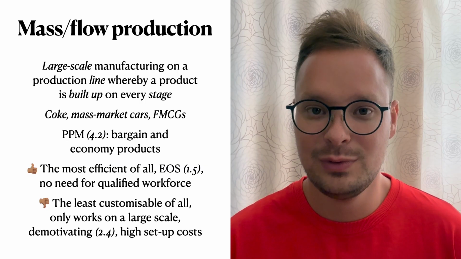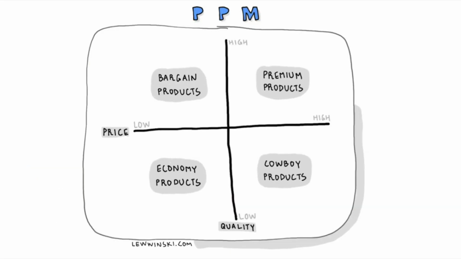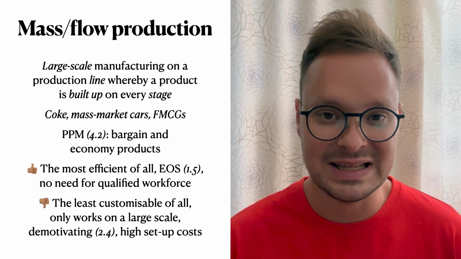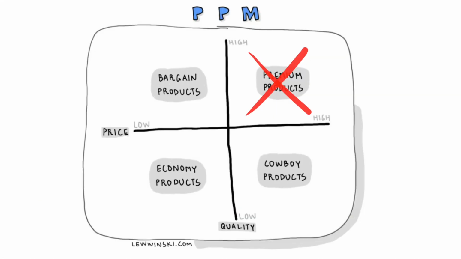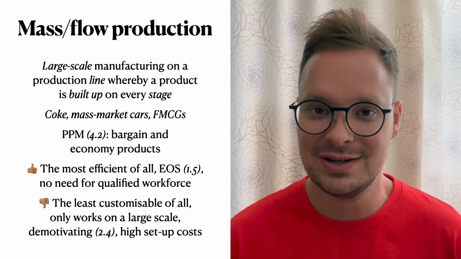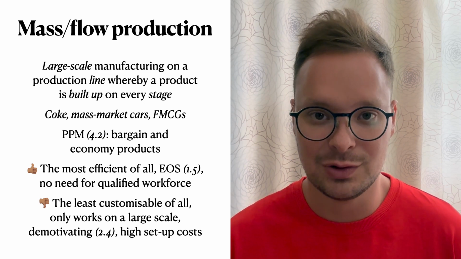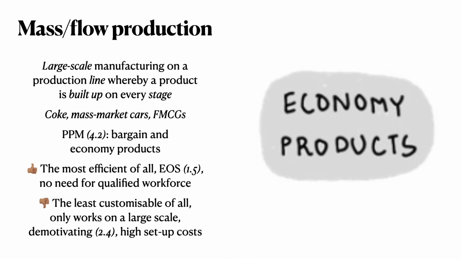If you forgot what FMCGs are and what other types of products there are, then class 4.1 is something that you gotta review. If we put mass-produced goods on a product perception map, PPM, that we learned in 4.2, then they are least likely to be premium products, because they're mass-produced, identical, cheap, available to everyone. So the two most likely categories are bargain and economy products.